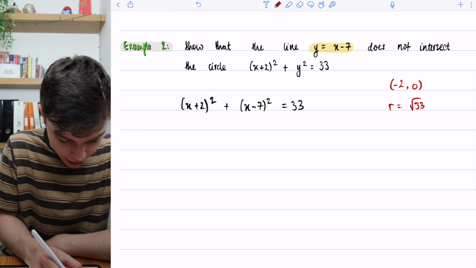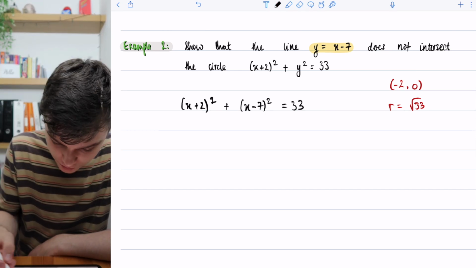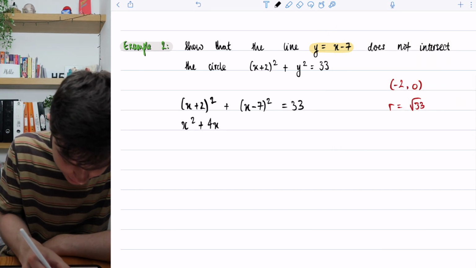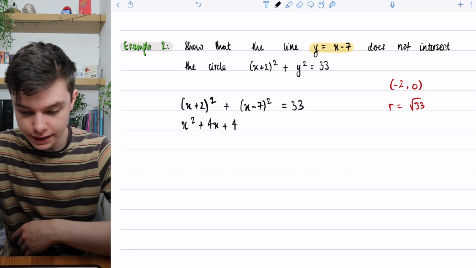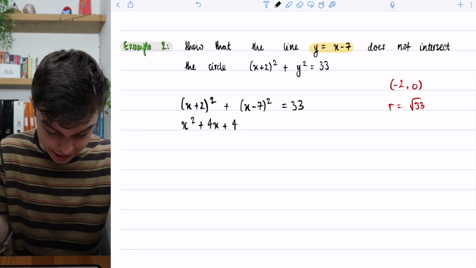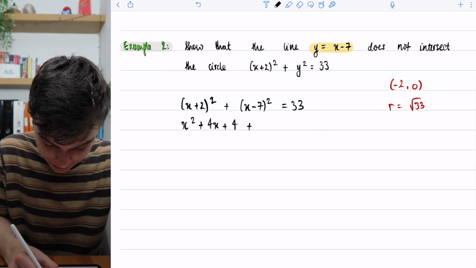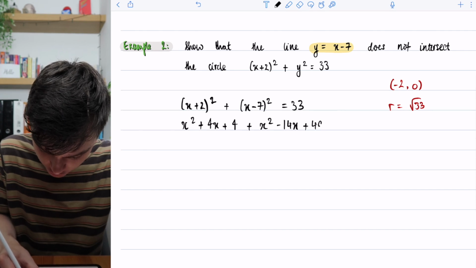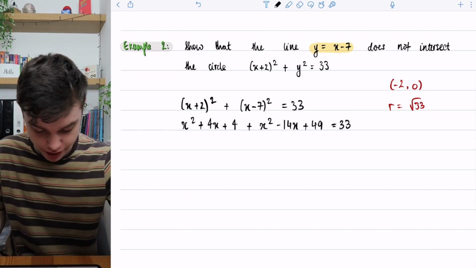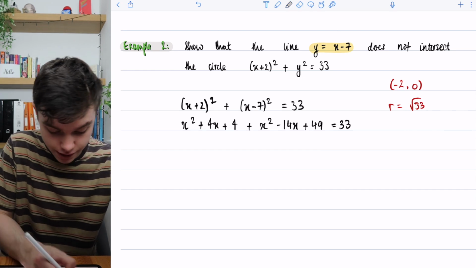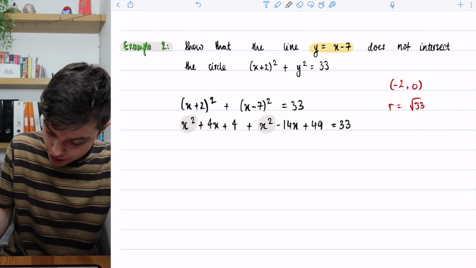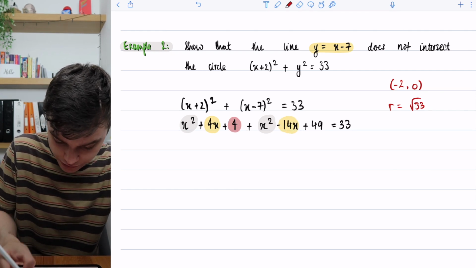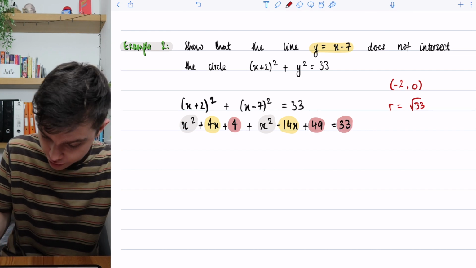Okay, let's get back. So we'll expand this now. We'll have x squared plus 4x plus 4. Let me just check. Yes, that's correct. And we will add to that, expanding the second bracket, x squared minus 14x plus 49, is equal to 33. Then we can collect like terms. I've got 2x squared there. The x's, I've got a 4 and a minus 14, and then my constants, I've got 4, 49, and 33.